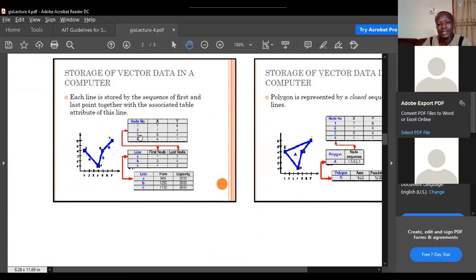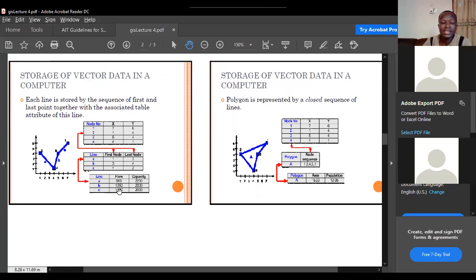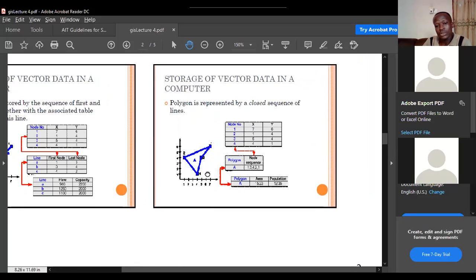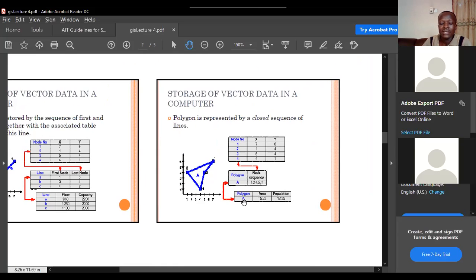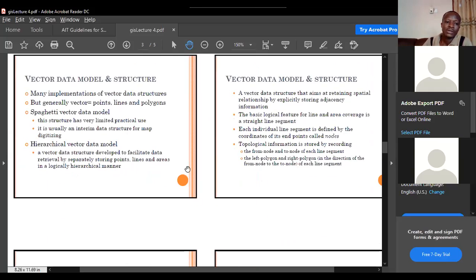And so we have lines made up of nodes, a beginning and an end node, first and last node. We can add some attributes to the line. Okay, we have polygons made up of lines. So the polygon is made up of arcs. So for polygon A, we can associate some attributes with it, and then we can have some nodes that define that polygon. Is that okay?